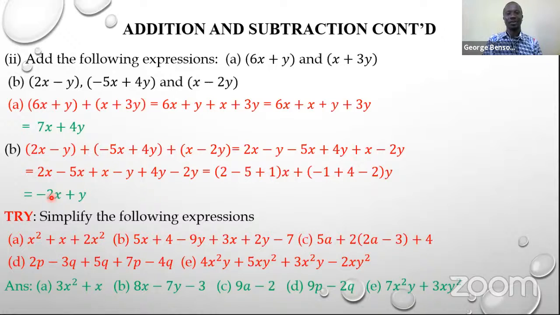And of course, you'll be using calculators. You can just key your calculator 2 minus 5 plus 1, and I'm sure the calculator will give you this one. So long as you have a calculator, you don't have to worry your head so much because you have to speed. In an exam, you need what we call speed and accuracy. Exactly.